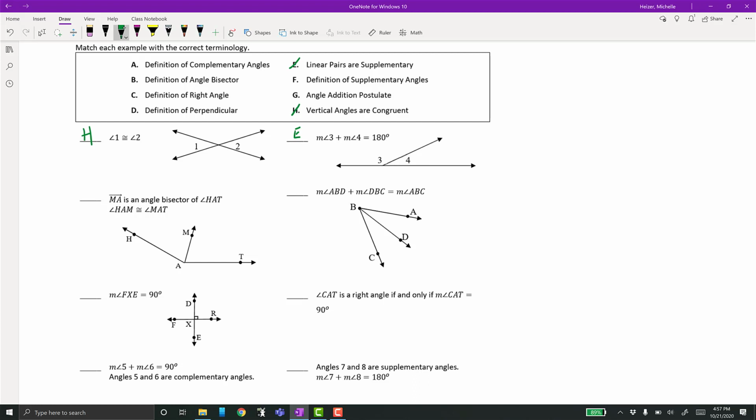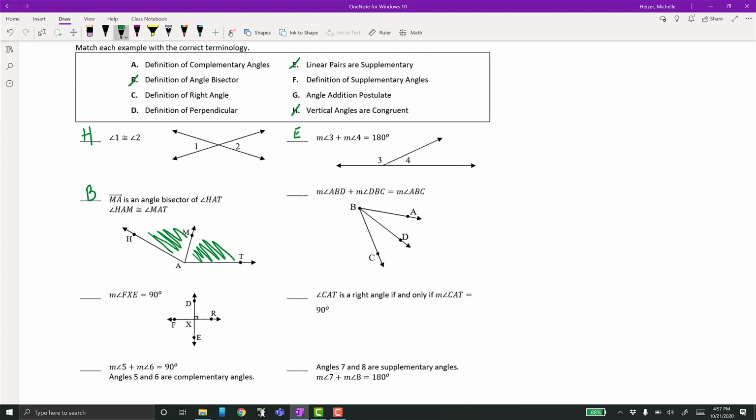Supplementary angles are going to be two separate angles. So they might look like this. But if they're next to each other on the same line, we're going to call those linear pairs. Second one down on the left is going to be angle bisector. So we know angle bisector cuts these perfectly in half. So this area is going to be the same as this area. Bisect perfectly in the middle.